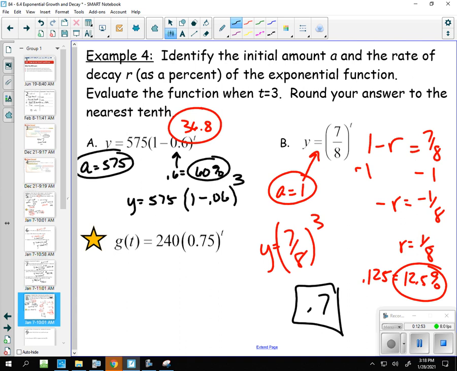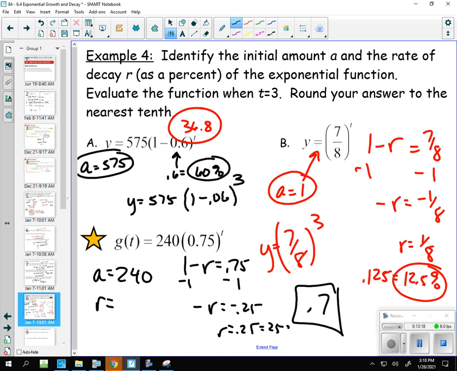All right, try this next one all by yourself. Hit pause and see if you can do it. All right, welcome back. So there's 3 answers they want. What is A? That's 240. What is R? Remember, 1 minus R is equal to 0.75, or 1 minus R is equal to the decay factor. Subtracting from 1, I get 0.25, which is 25%.